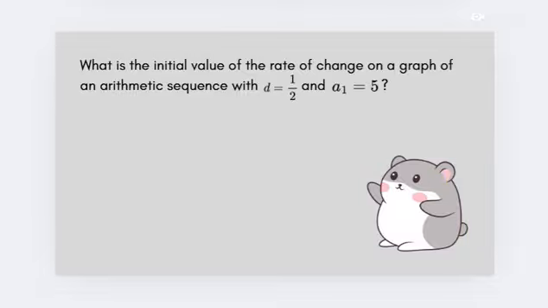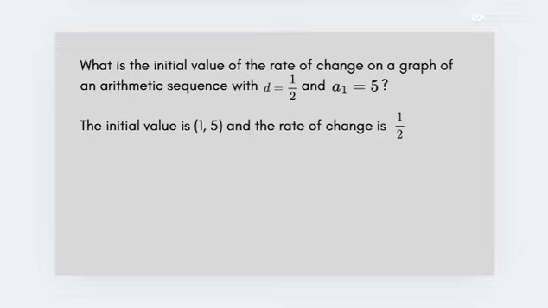What is the initial value and the rate of change on a graph of an arithmetic sequence with d equals 1/2 and a sub 1 is equal to 5? Remember, d is the rate of change or the slope. A sub 1 is your initial value. Pause the video, go figure it out, come back. Okay, the initial value is 5. And the rate of change is 1/2.